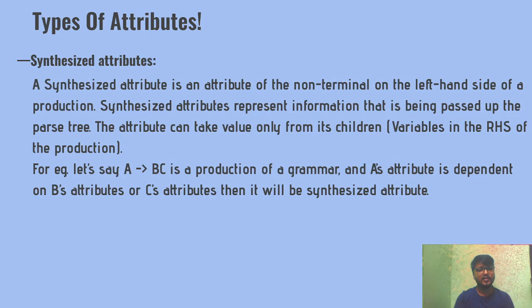The attribute can take value only from its children, such as variables on the RHS of the production. For example, let us say A goes to BC is a production of a grammar, and A's attribute is dependent on B's or C's attributes, then it is a synthesized attribute.